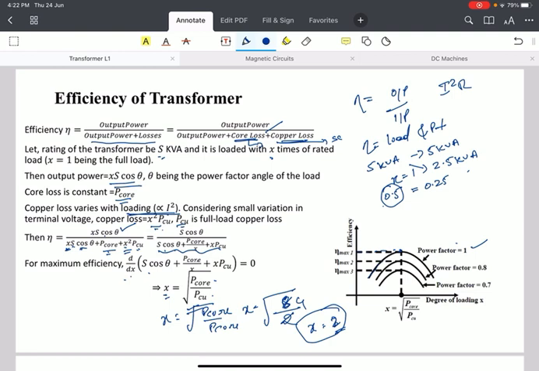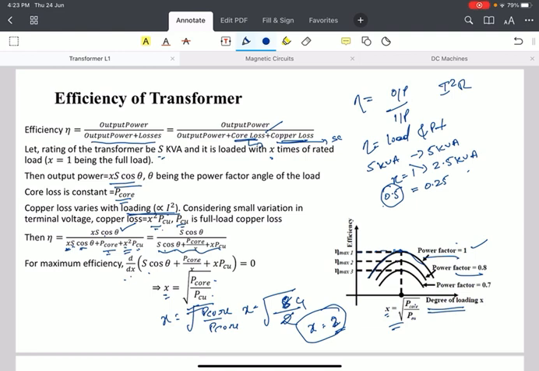Okay, so this is the efficiency curve. This is the degree of loading of the transformer, X. So when the loading X reaches square root of P core by P copper, it will have highest efficiency at power factor equal to 1. And if the power factor reduces, the efficiency of the transformer also reduces, and this is the power factor equal to 0.7. So if you want to have high maximum efficiency of the transformer, we need to keep the transformer operating at unity power factor.